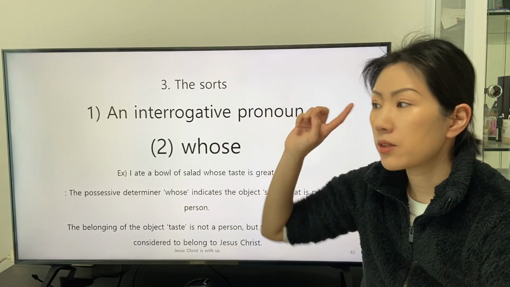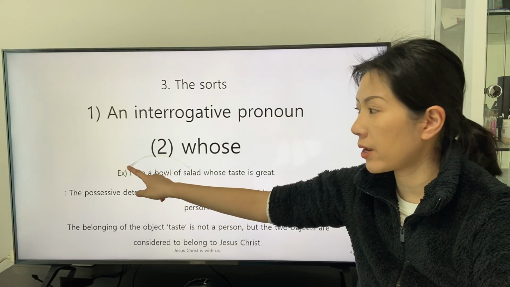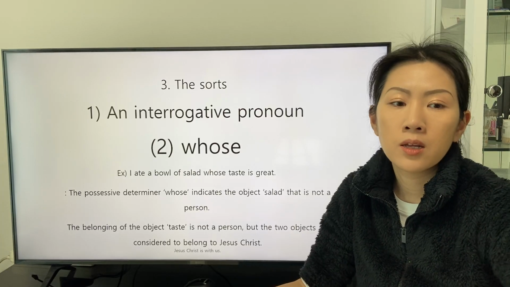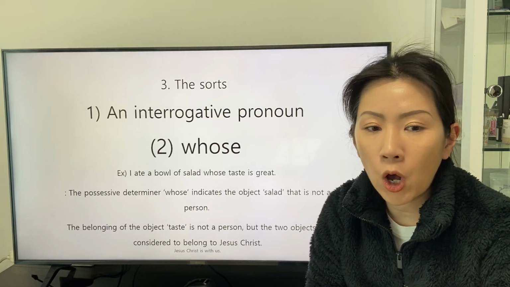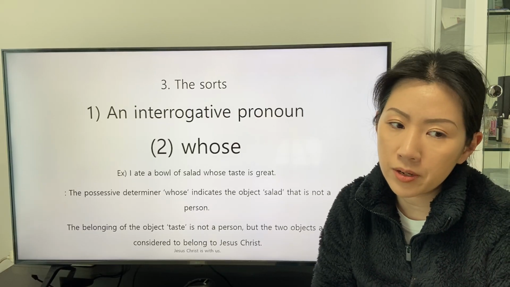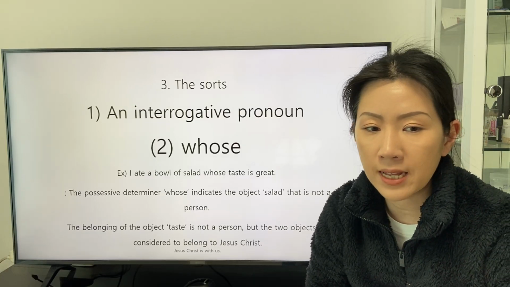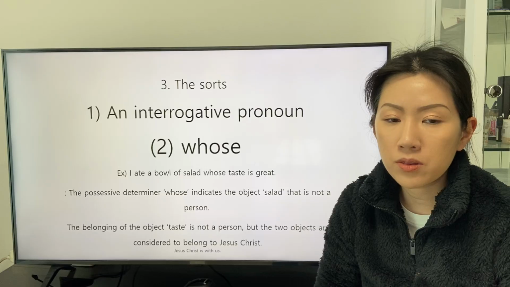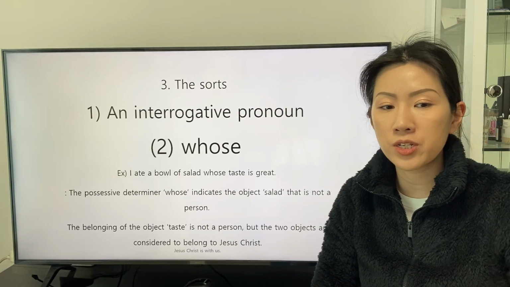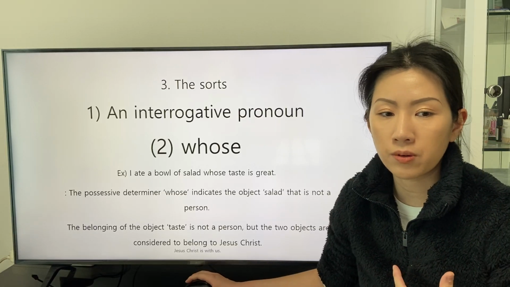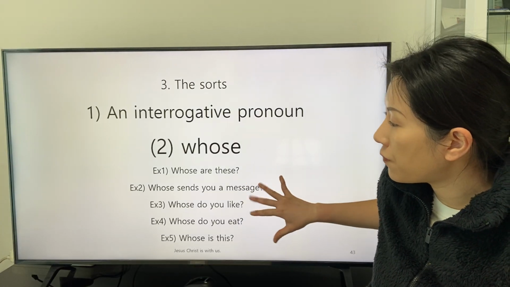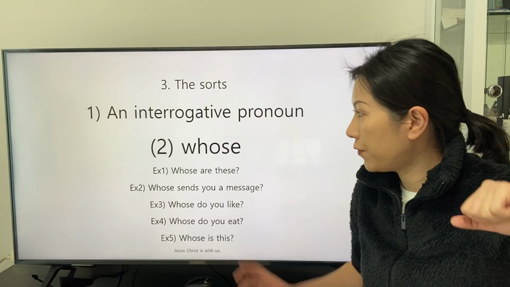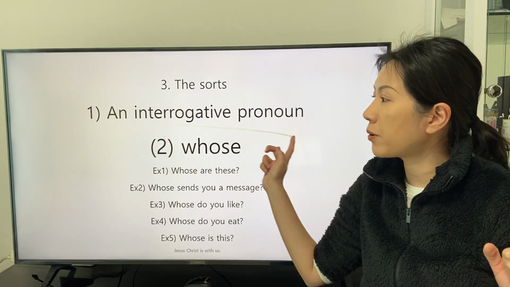You can see the indirect belonging. The possessive determiner whose indicates the object salad that is not a person. The belonging of the object taste is not a person, but the two objects are considered to belong to Jesus Christ. From now on, we will study five examples of the interrogative pronoun whose.